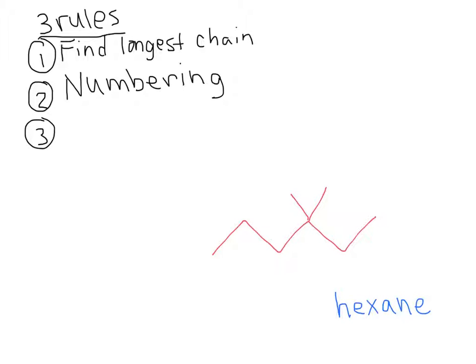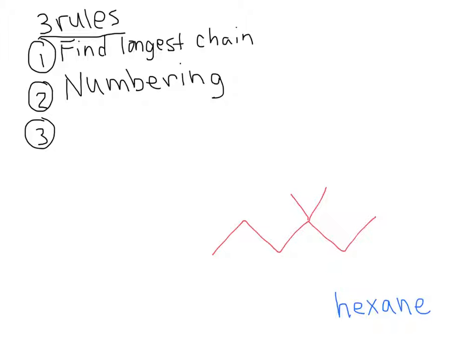The second rule is called numbering. When you are numbering, you want to begin at the end of the parent chain that is nearest to the first branch. Because this is the only carbon with branches coming off of it, we want to start at the end of the chain that's closest to that branch, which would be right here.